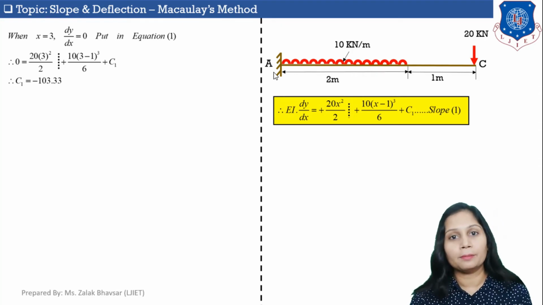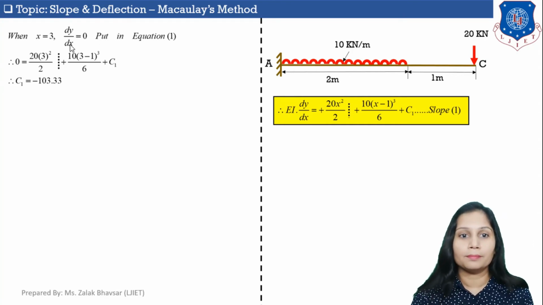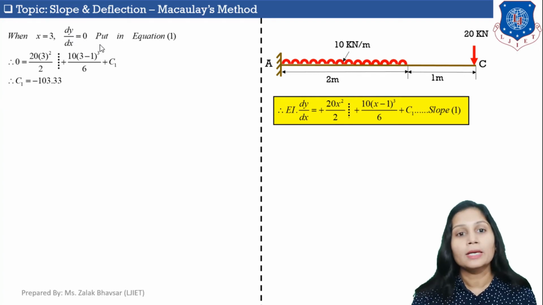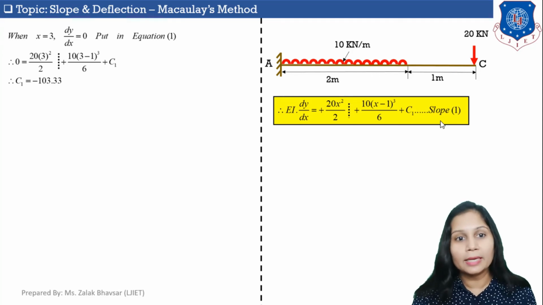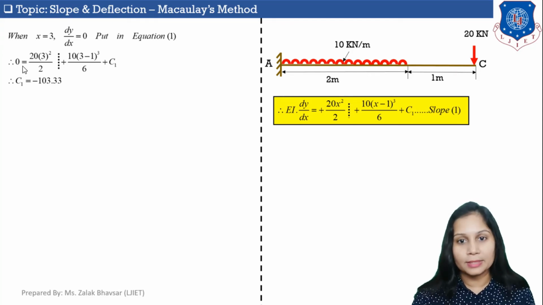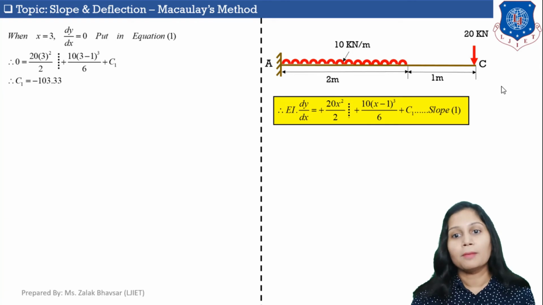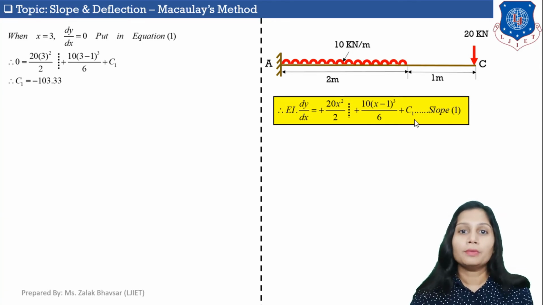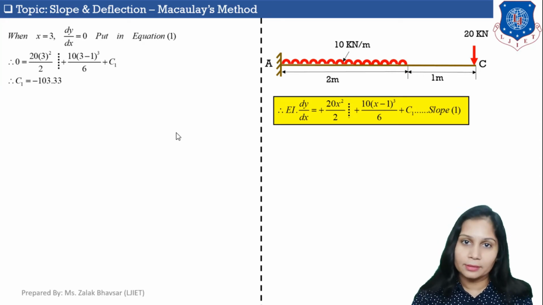So here we are applying the first boundary condition: x is equal to 3, then dy by dx is equal to 0. If we put this in our first equation, that is for slope, then we will get 0 is equal to 20 into, replacing x with 3, 3 square by 2, plus 10 into, replacing x with 3, (3 minus 1) cube by 6, plus C1. So we will get the value of C1 is equal to minus 103.33.